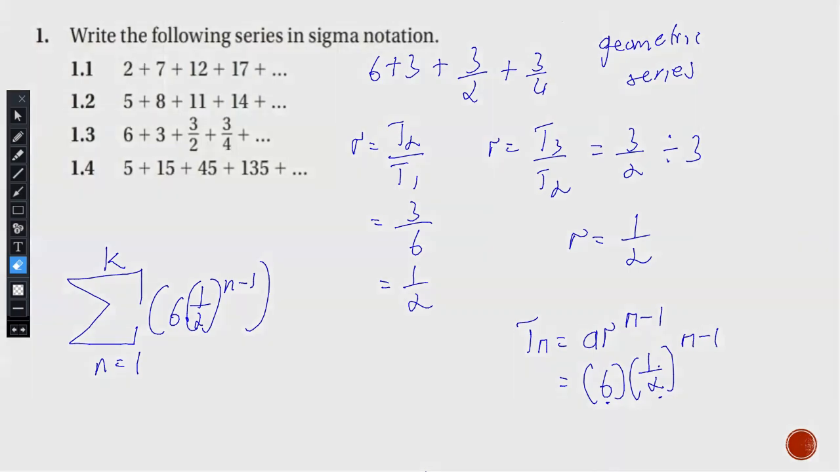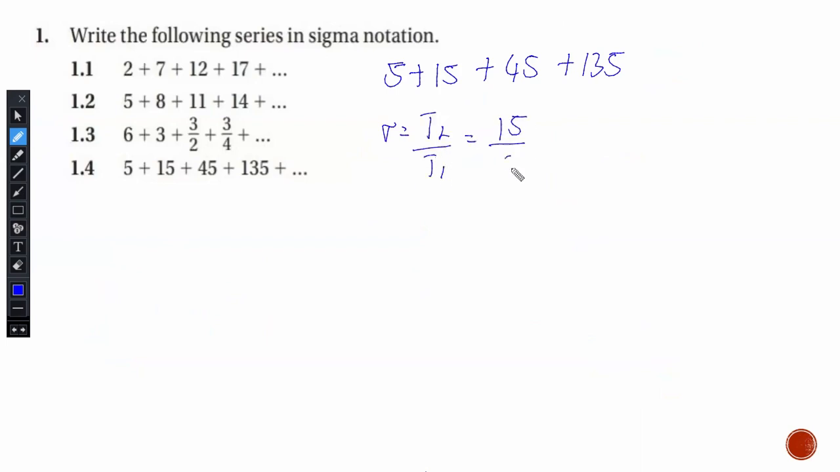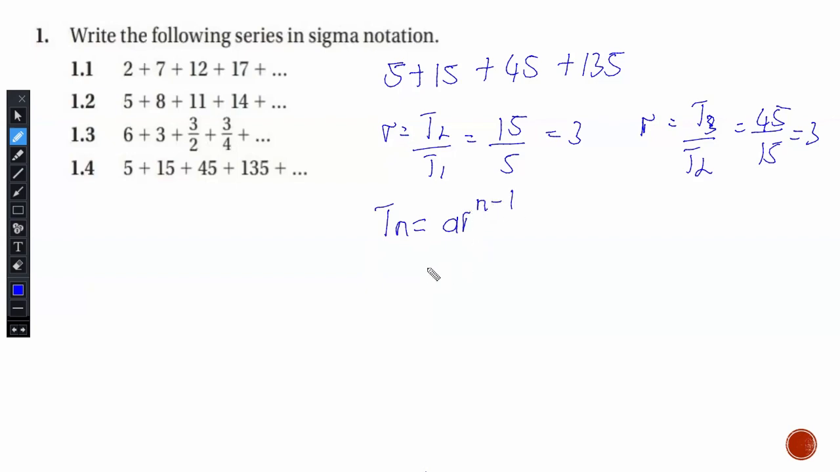Then, okay, we have 1.4. We are given 5, 15, 45, 135. Again, we can see another geometric progression. So 5, 15, 45, and then 135. Now, what we need to note is T2 over T1 first. So 15 divided by 5 will give us 3. Again, we can confirm with T3 over T2, this is 45 divided by 15, which still gives us 3, right?